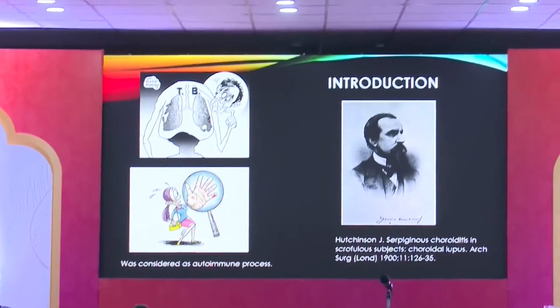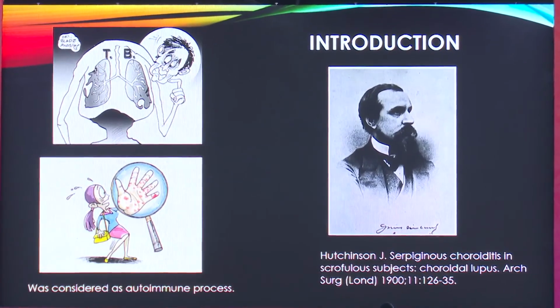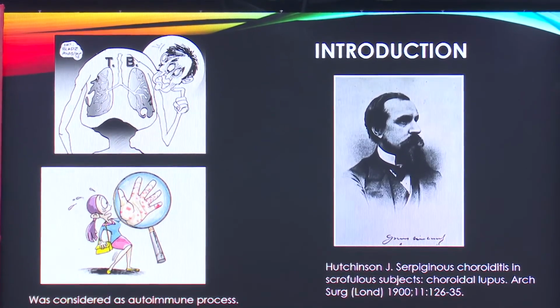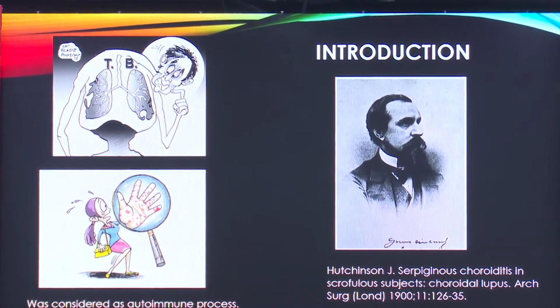Thank you. So as Dr. Ritesh has already told, let's know about another entity of posterior uveitis, a creeping cause of vision loss, that is serpiginous choroiditis. We'll be covering the topic under these headings as quick as possible. Though initially it was diagnosed in patients with tuberculosis and syphilis, for the first time described by Jonathan Hutchinson in 1900, it was predominantly considered an autoimmune process. The wavy pattern of lesions led to its term serpiginous, coined by Gauss.